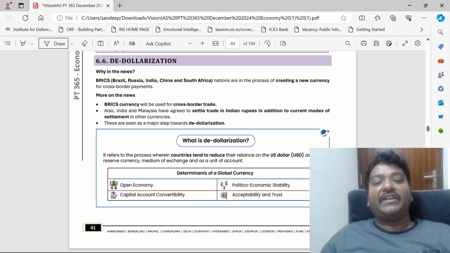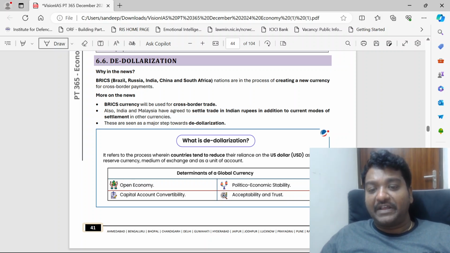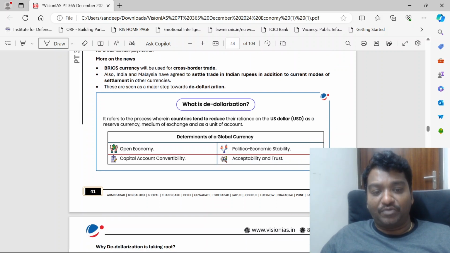Because de-dollarization means we have to use a new currency rather than using the dollar as a currency. That is called de-dollarization. Okay. It refers to the process wherein countries tend to reduce their reliance on the US dollar as a reserve currency, medium of exchange and as a unit of account.